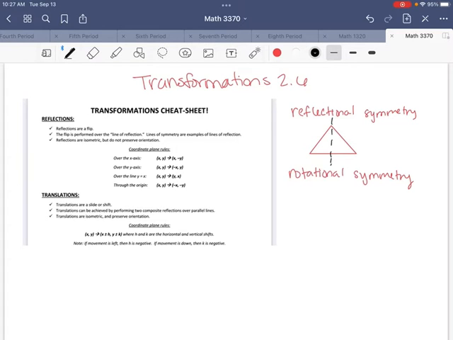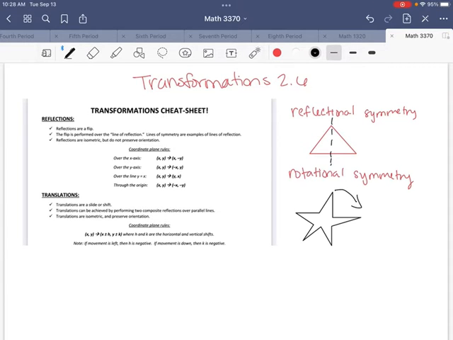Rotational symmetry is when you can turn an object and it still looks the same. So that would be like a star, which I don't think I can draw, but I'm going to try. Well, pretend that is a perfect star. I can rotate this star a certain amount of degrees and it should still look the same if it was a perfect star.